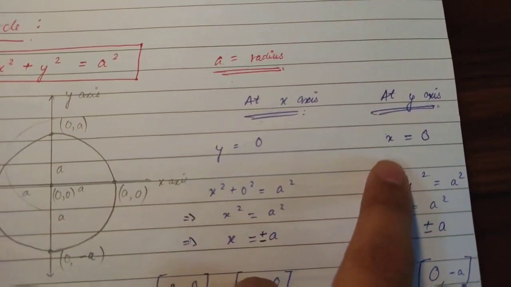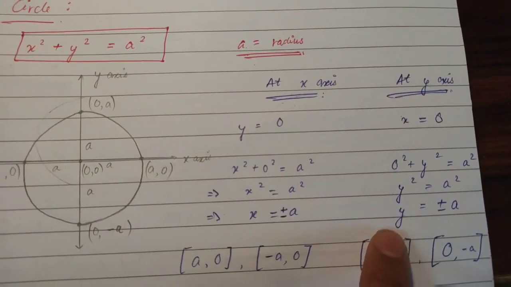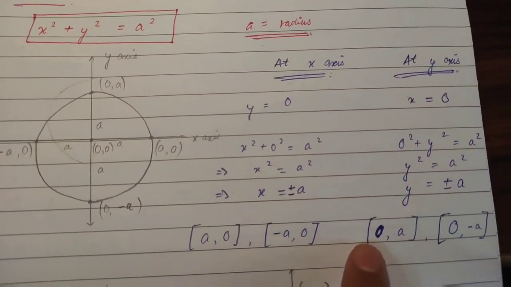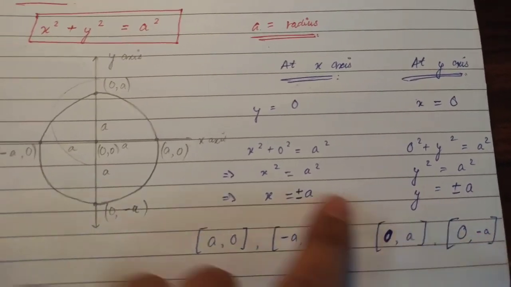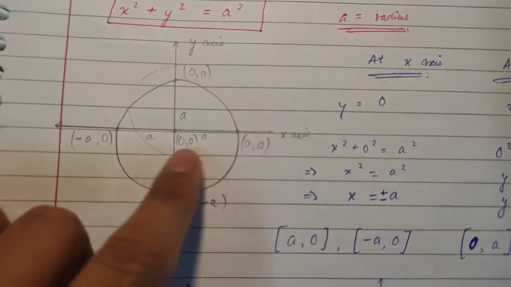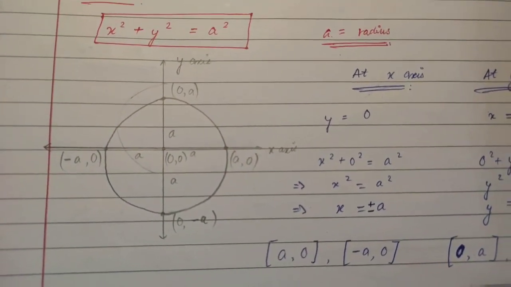Now at the y-axis x will be 0. Similarly, we will get y = ±a, that is (0, a) and (0, −a), like this I have plotted here. a is the radius of the circle in all four directions. Let us see an example.